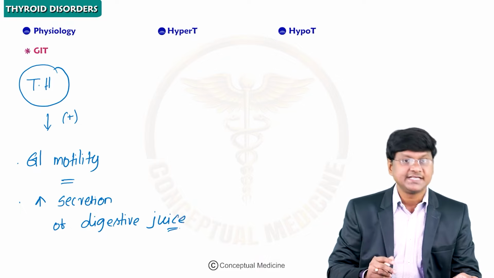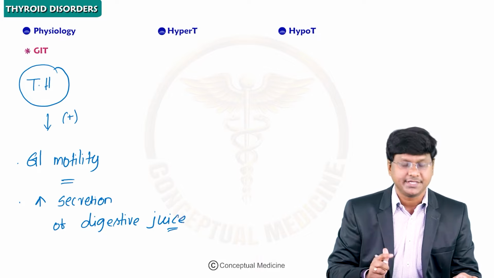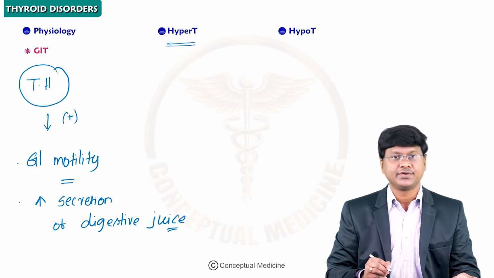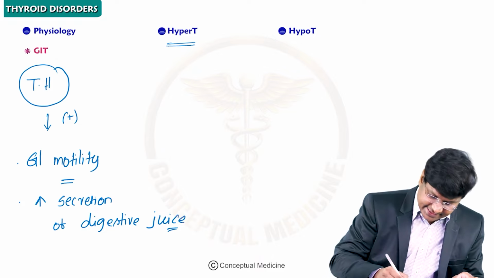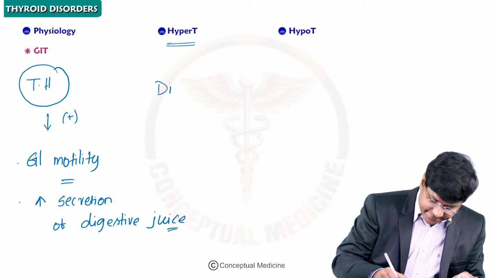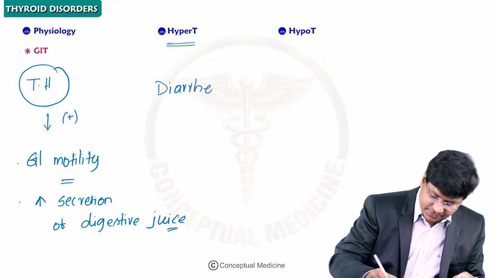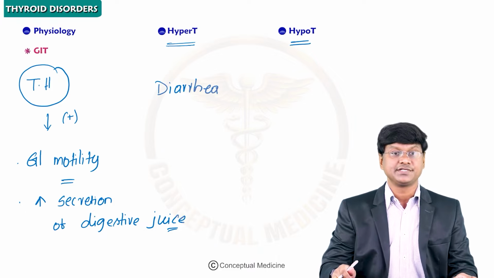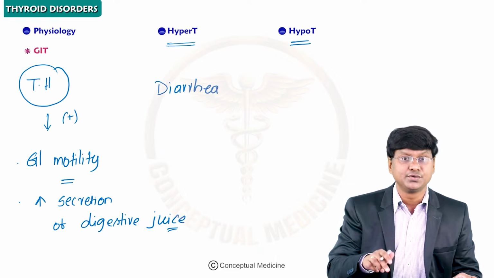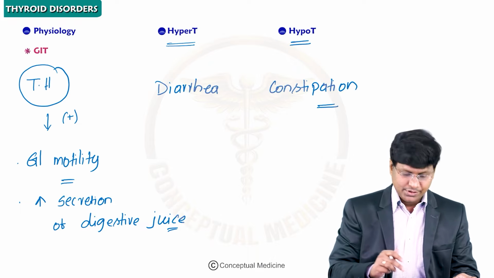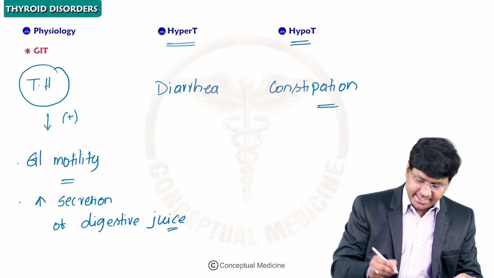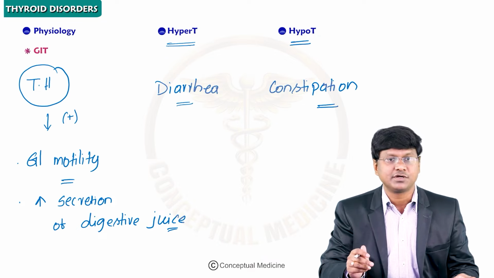That is the basic physiology of thyroid hormone on the GIT. So accordingly, in patients with hyperthyroidism, what will happen? The gastrointestinal motility is grossly increased, and that is the reason why the individual will have diarrhea. Whereas in patients with hypothyroidism, the gastrointestinal motility is reduced, and that can make the individual land up in constipation. So in hyperthyroidism there is diarrhea, and in hypothyroidism the individual will have constipation.